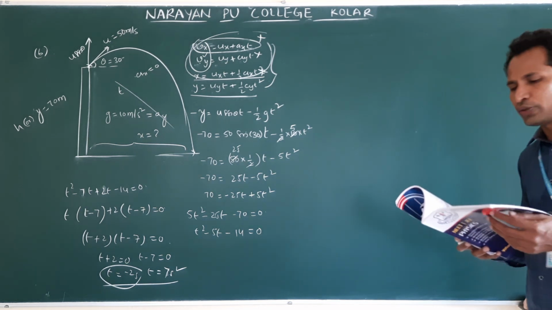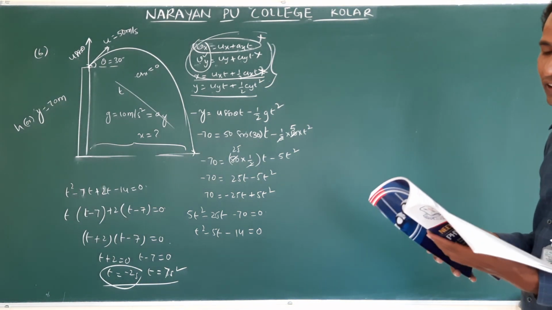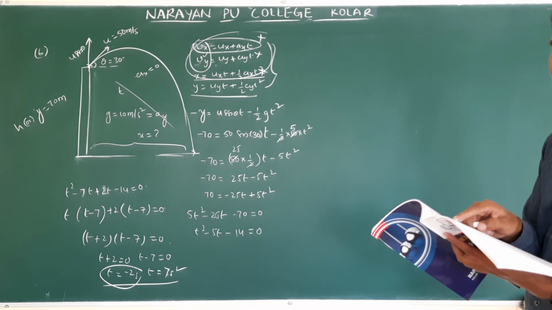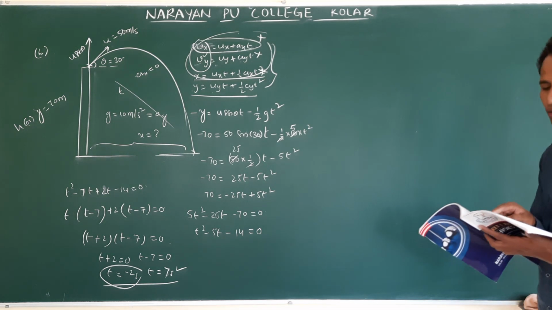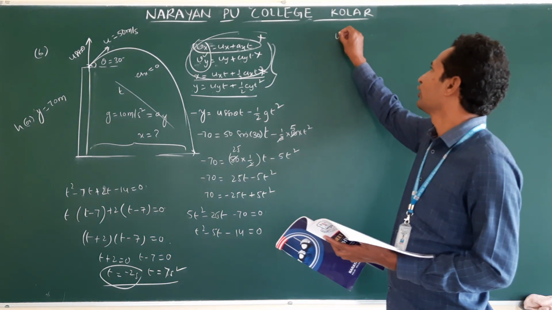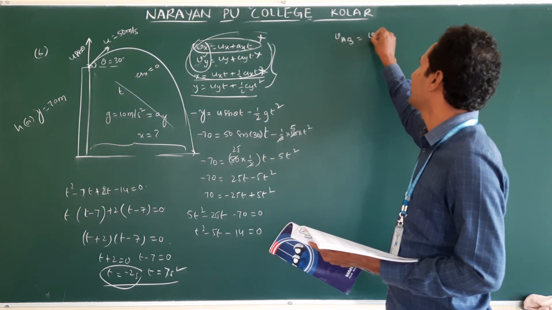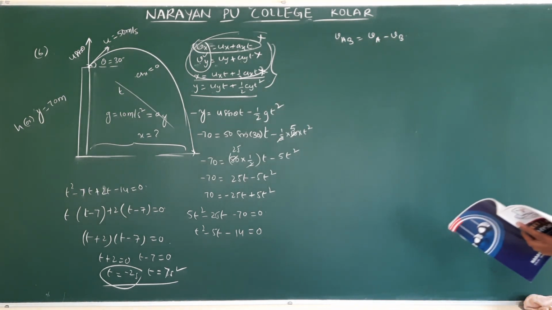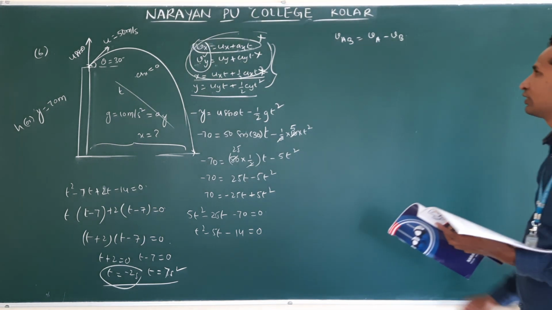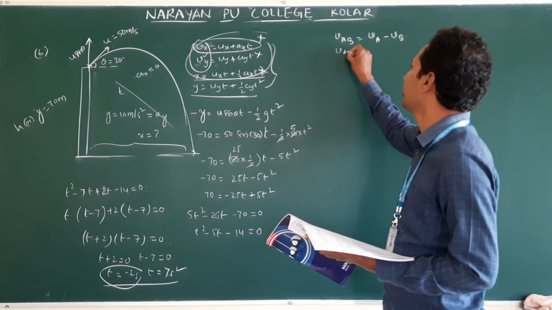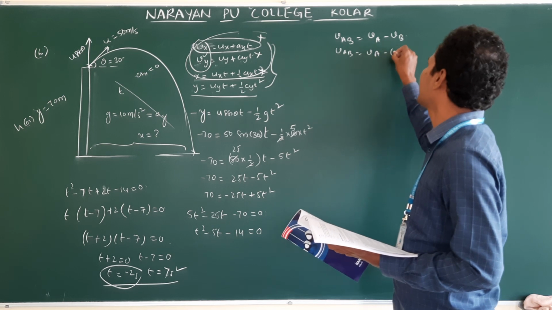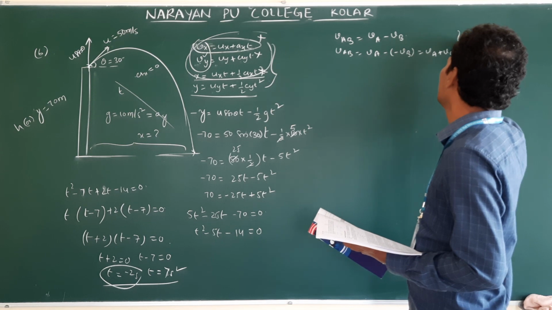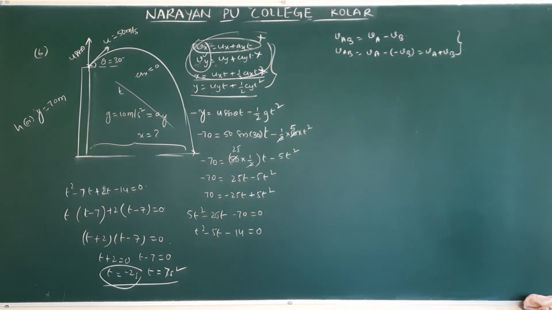So come to the third one. The first one and second one are the same, because in the first one they are moving in the same direction. If they are moving in the same direction, what will happen? VAB is equal to VA minus VB. They give an example also. Clear? Then if they come in opposite direction, VAB is equal to VA minus of minus VB. Then this will be VA plus VB. This you have done in straight line motion. Am I correct or not?